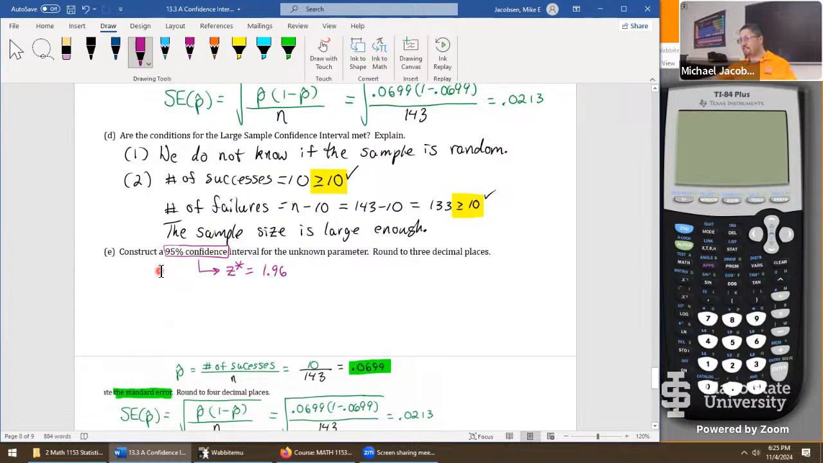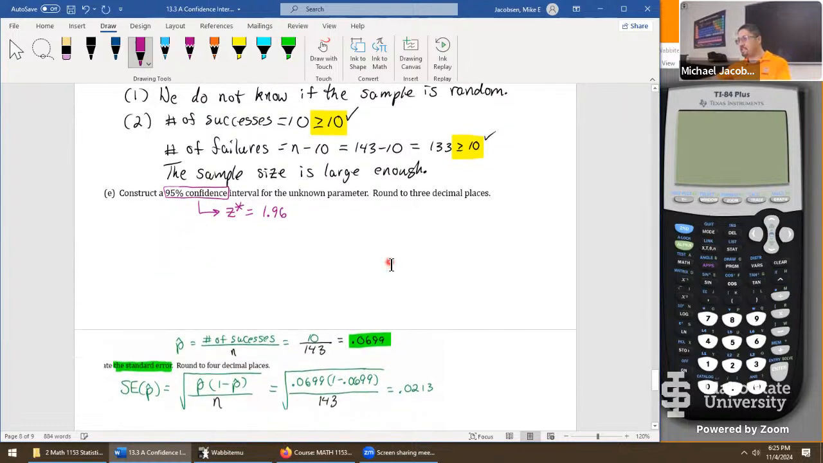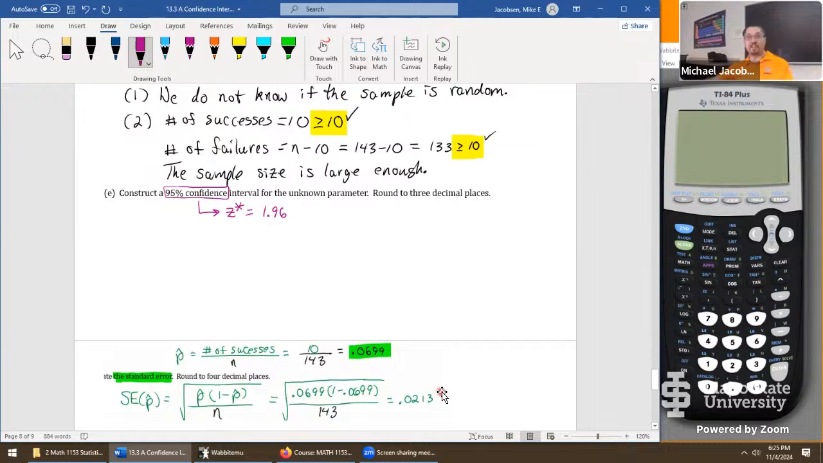So let's see, we've got the confidence at 1.96. We have p hat, we have standard error. Next thing we write down is just the entire confidence interval formula. P hat plus or minus Z star times standard error, P hat. Forgot to color code these, but I guess that's what the highlighter's for.